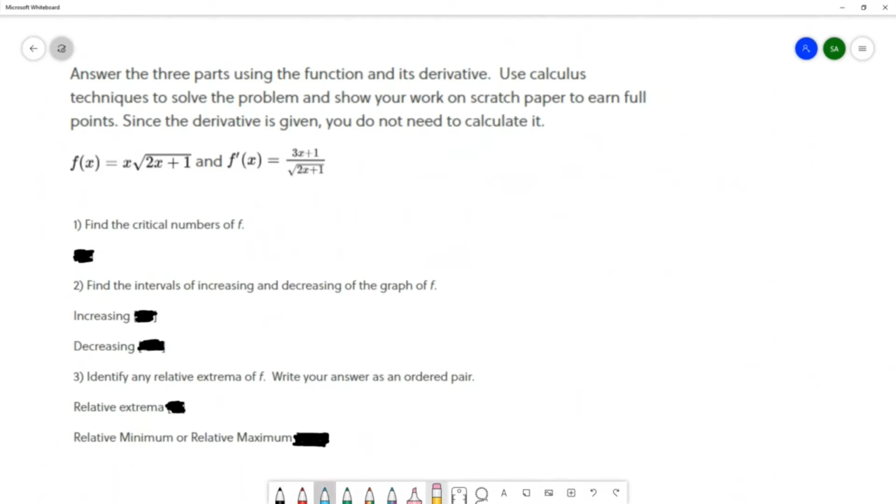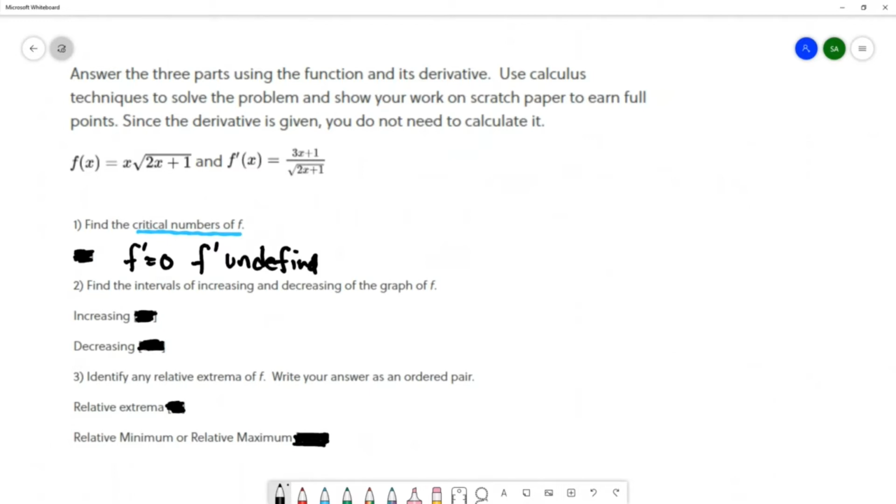So starting with finding the critical numbers of f. The critical numbers of f are where the derivative is equal to 0 or the derivative is undefined. These critical numbers also need to be in the domain of the original function.